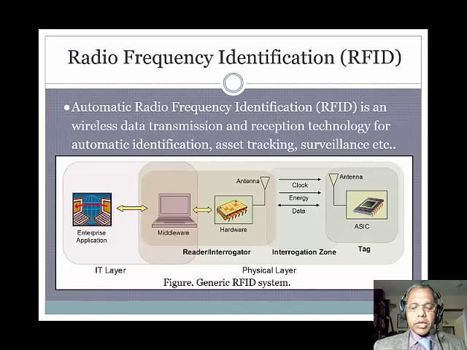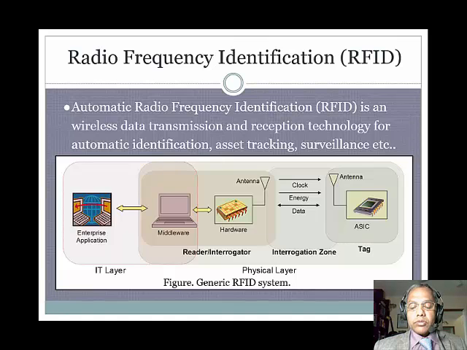RFID stands for radio frequency identification. It is one of the disruptive technologies in the modern decades. It is one of the most discussed technologies as well. It has unlimited applications. An RFID has three main components: a tag, a reader and a middleware. The tag and the reader fall in the physical layer or hardware part. The middleware and the enterprise software fall in the IT layer.